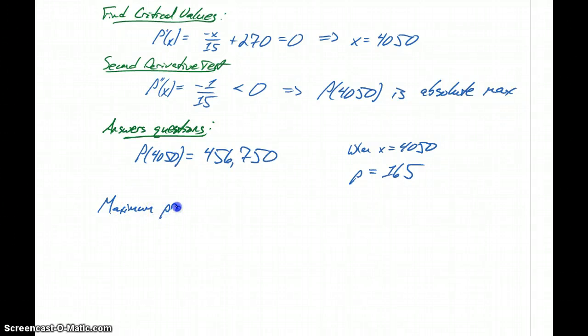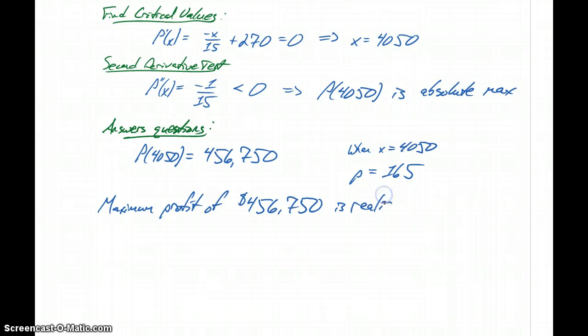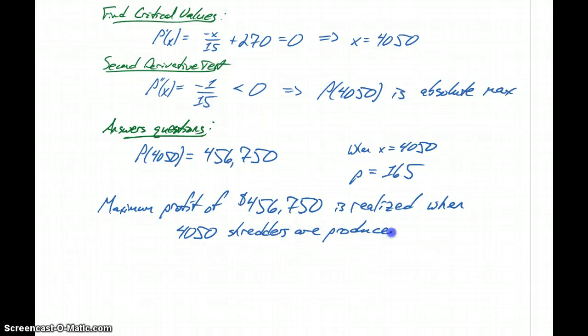So our maximum profit of $456,750 is realized when 4,050 shredders are produced and sold for $165 each.